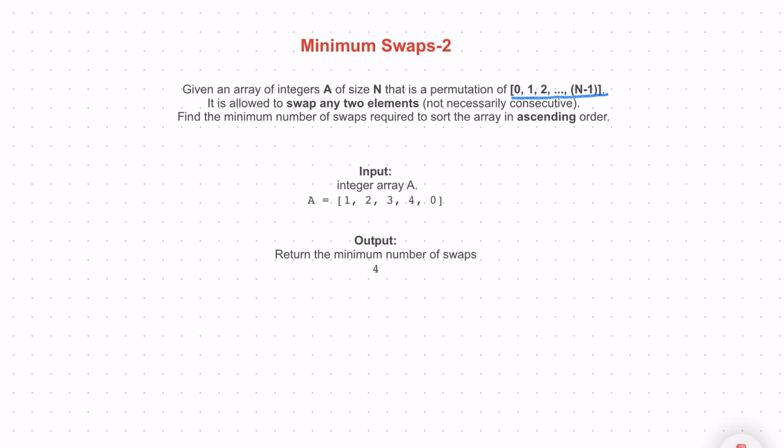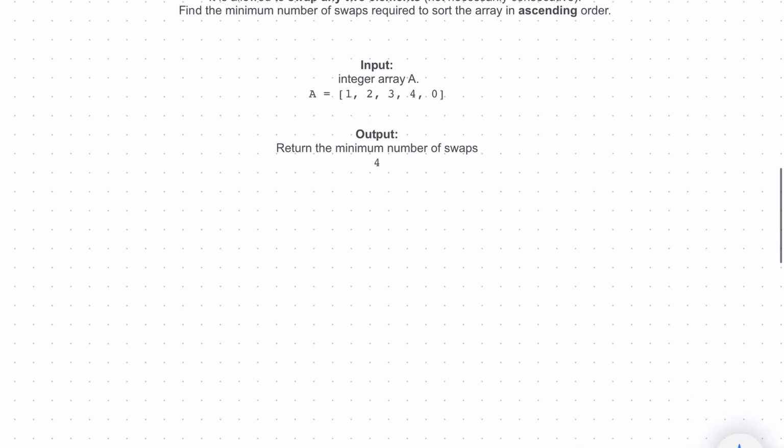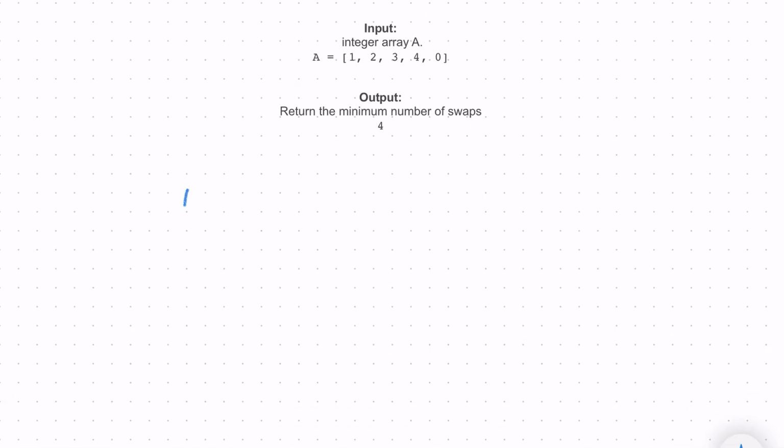Suppose if you see the example, you have an integer array that is 1 2 3 4 and 0, and the minimum number of swaps that is required to sort this array is 4. Let's better understand this question by seeing an example. Suppose you have an input array something like this: 3 2 1 and 0.